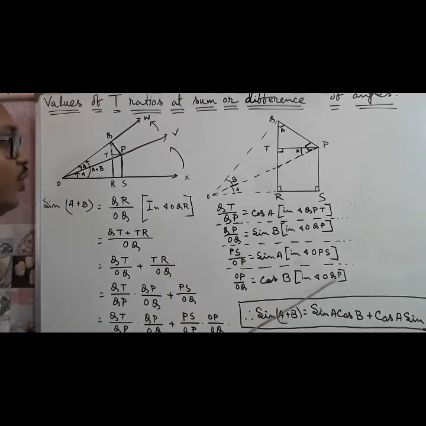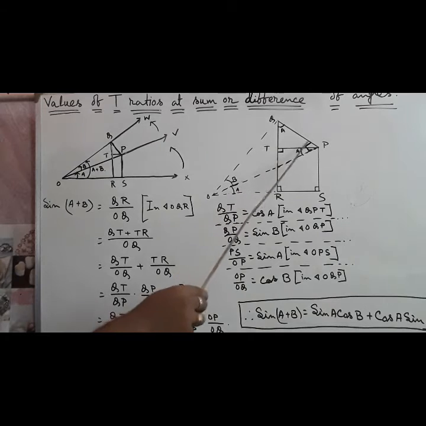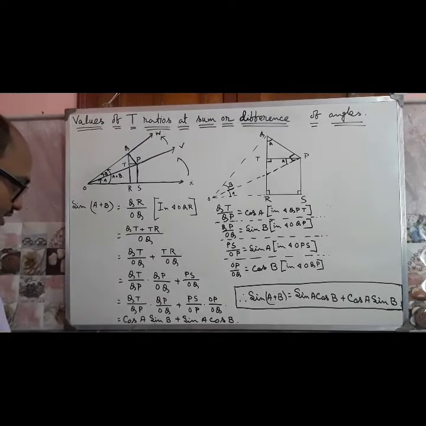And in triangle OQP, this is 90 degrees again, this is the angle B. OP by OQ: with respect to this angle, OP is the base and OQ is the hypotenuse. So OP by OQ is cos B. So putting all these values here, what will we get? Sin A plus B is cos A sin B plus sin A cos B. We can write this one first and this one after that.